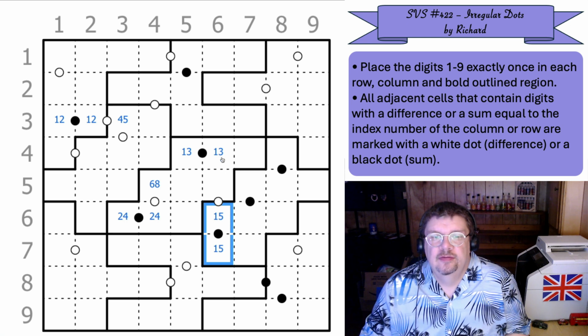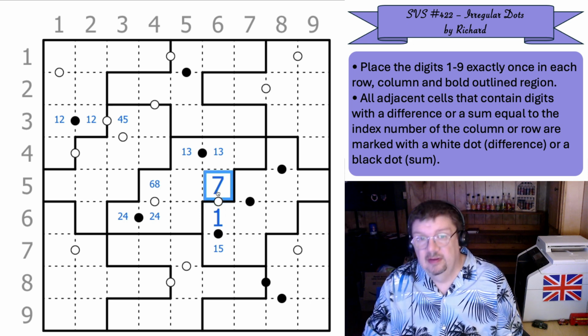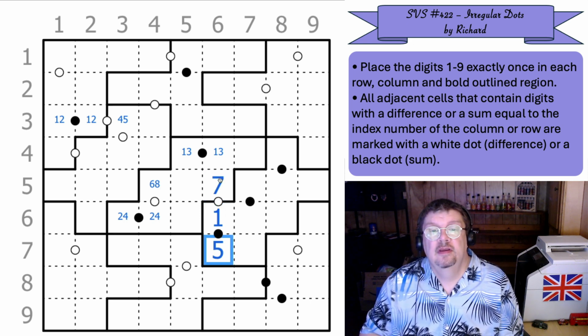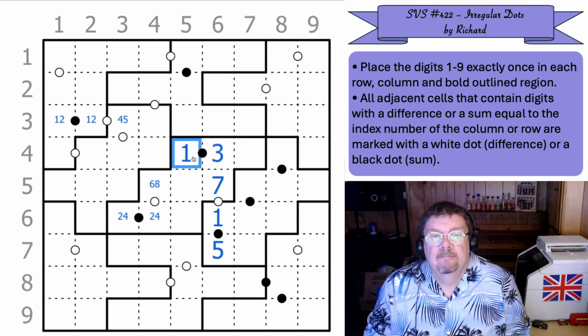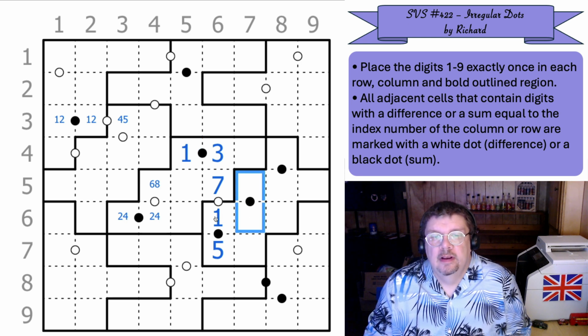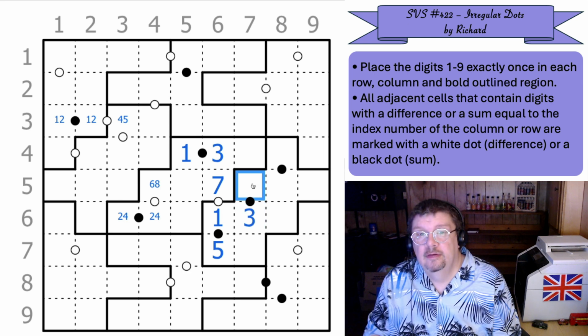Difference of 6. There is no digit that 5 has a difference of 6 from, so that must be 1, that must be 7, that must now be 5. This 1 makes this 3, and this is 1. Okay, summing to 7, but I can't use a 1 or a 5 because they're already used in the region, so it's not 1, 6, it's not 2, 5, this must be 3, 4, and this 2, 4 pair tells us the order.